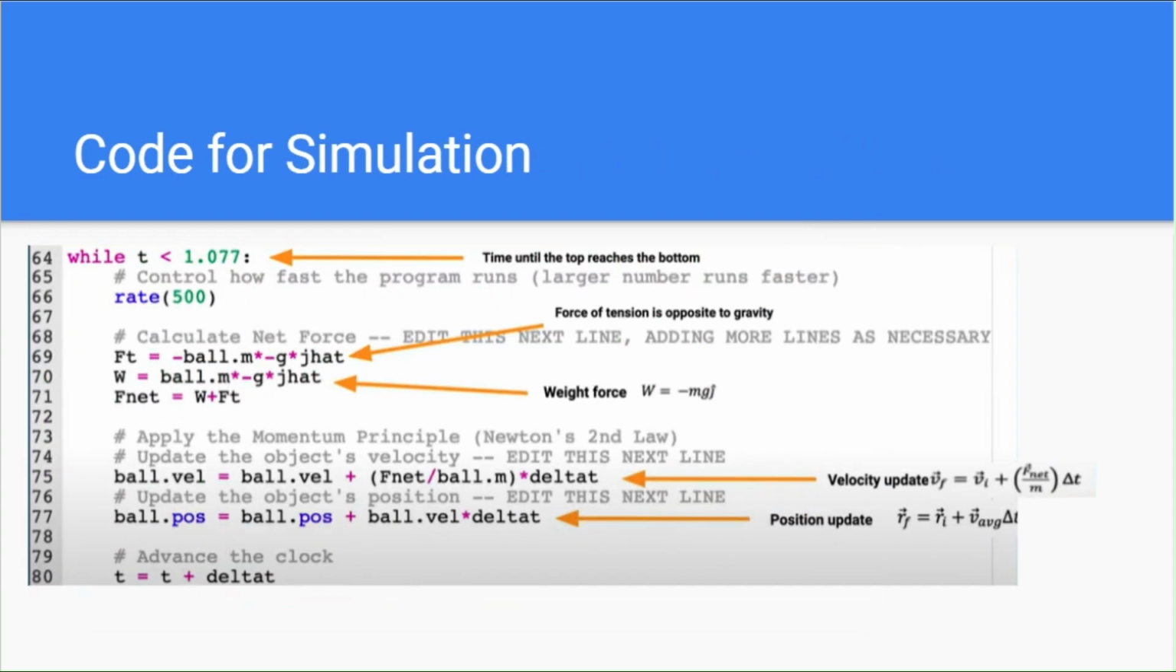So for this time, this is the time until the top reaches the bottom, and the next would be the net force, which is the force of tension, and that is opposite to gravity, and then the weight force, which is weight equals negative mg in the j-hat direction. Then for the momentum principle, we use the velocity update formula from the fundamental principles and the position update formula.